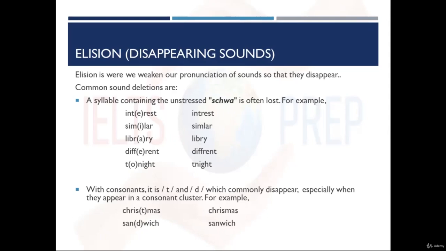All right, another feature of connected speech is elision, which is disappearing sounds. Now, elision is where we weaken our pronunciation of sounds so that they disappear. We don't actually hear them in the pronunciation. And some common deletions are a syllable containing the unstressed schwa. So, for example, interest becomes interest. Similar becomes similar.